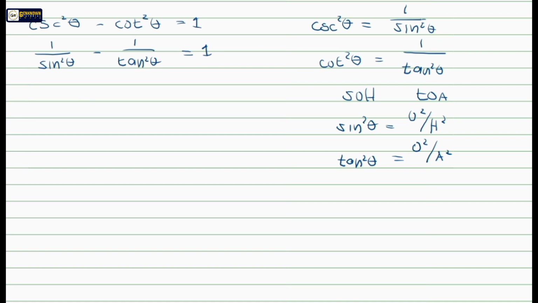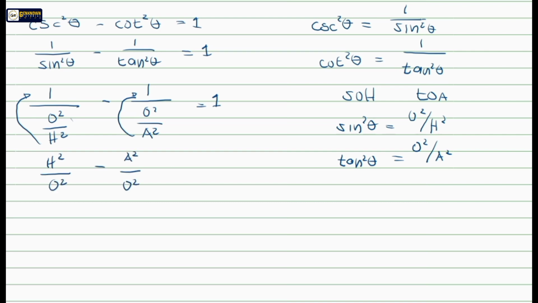So let us substitute it again. We have 1 over sine squared theta, which is 1 over opposite squared over h squared, minus 1 over tangent squared theta, which is 1 over opposite squared over the adjacent squared, is equal to 1. So again, the denominators here become numerators. H squared over O squared minus A squared over O squared is equal to 1. As you can see again, our denominators are the same, so we will factor it out.